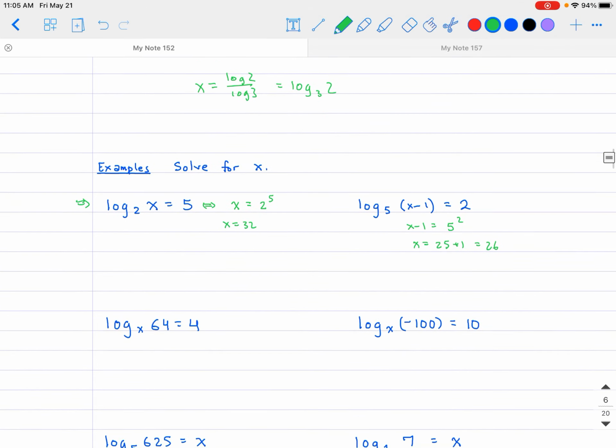Okay. Next one, you'll see x is in the base this time, but still the same idea. So the log base x of 64 is equal to 4. So that is going to be x is equal to, oops, sorry, I wrote it wrong. Let me go ahead and backtrack a little bit. 64 is equal to x to the 4th power.